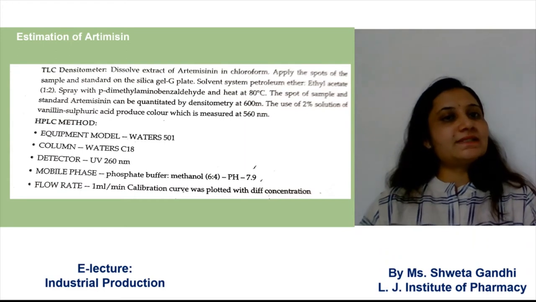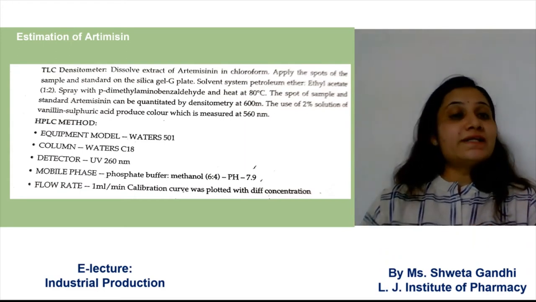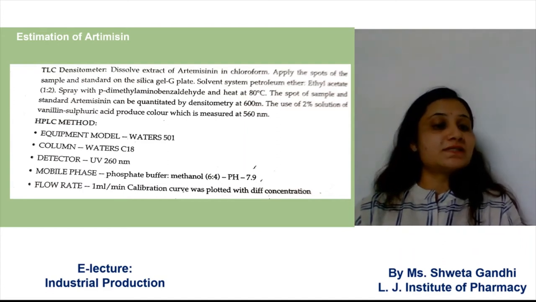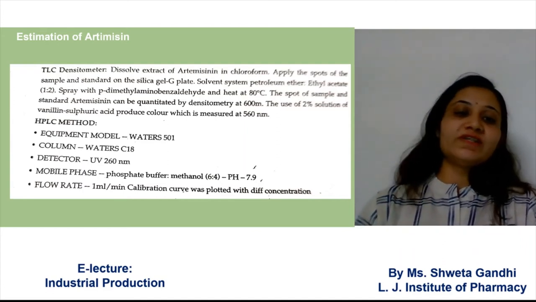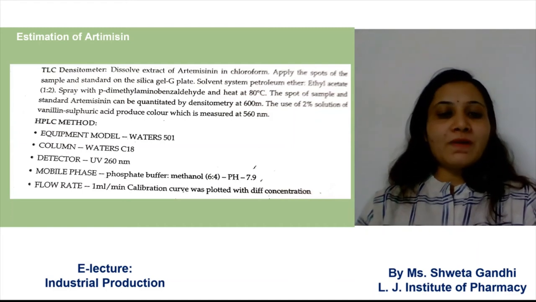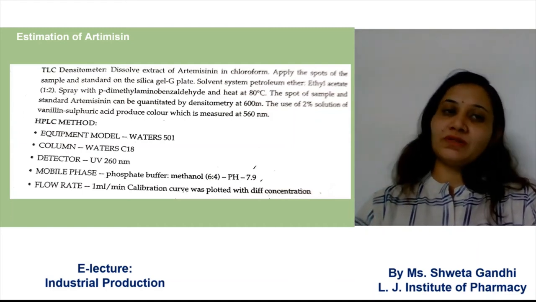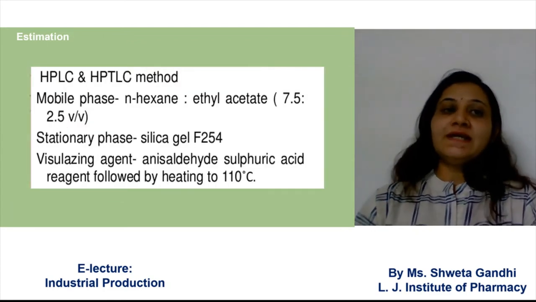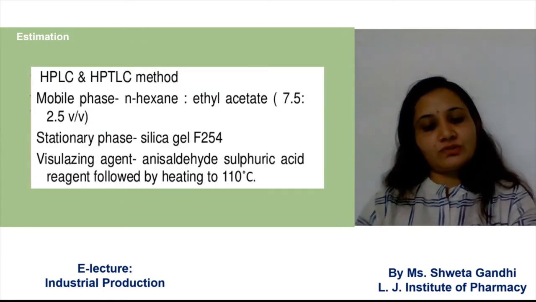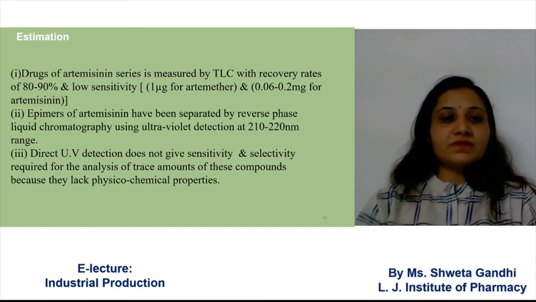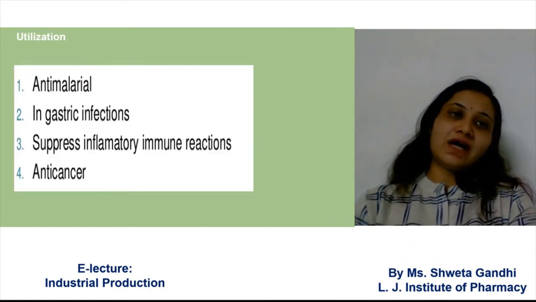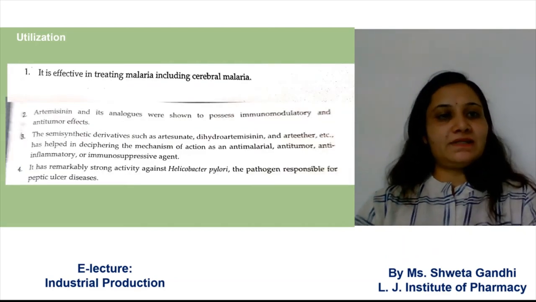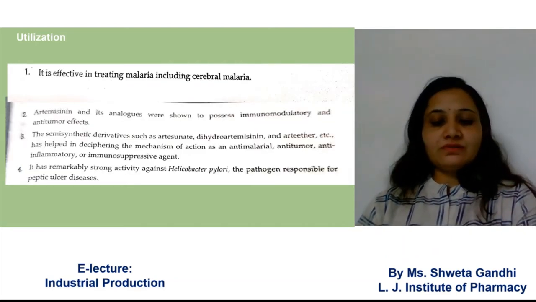For Artemisinin, the estimation methods used are the TLC densitometer and the HPLC method. For HPLC, the column used is C18 with a UV detector at 260 nm. The mobile phase may be phosphate buffer to methanol in the ratio 6:4, with pH maintained at 7.9. HPLC and HPTLC methods are used for the estimation. This is the TLC estimation of Artemisinin, and the utilization is mainly as an anti-malarial. It is used in malaria.